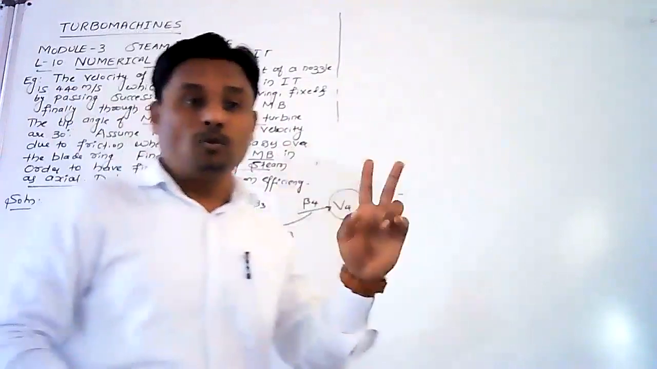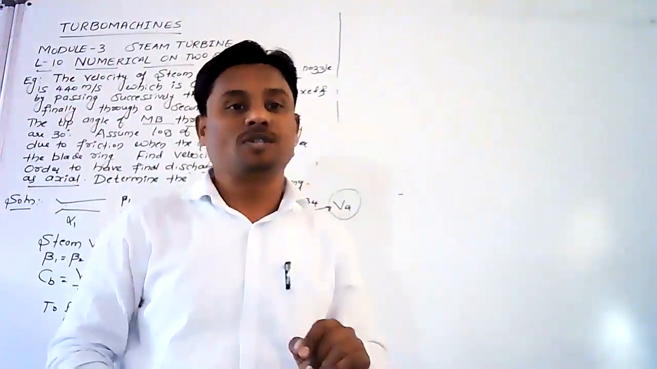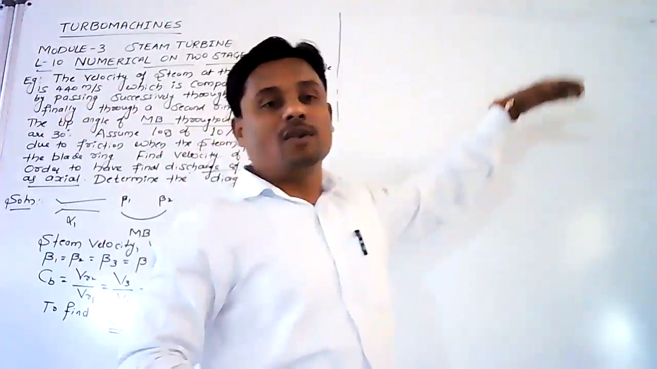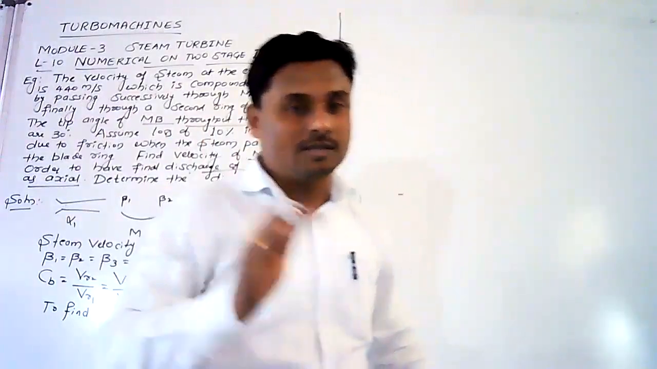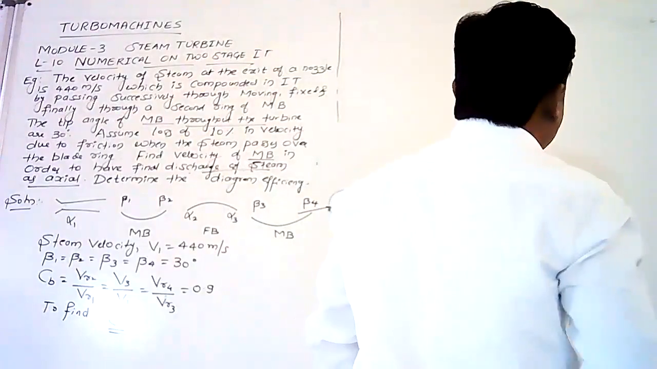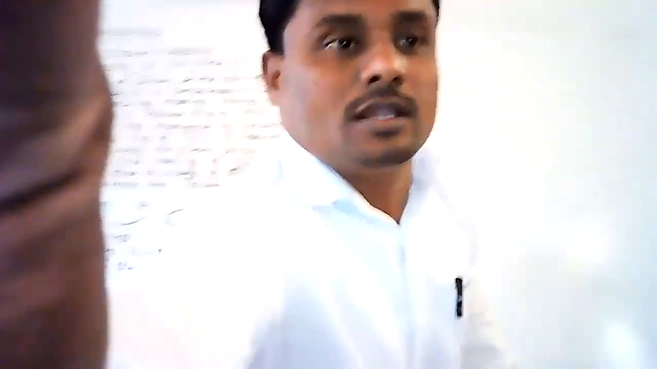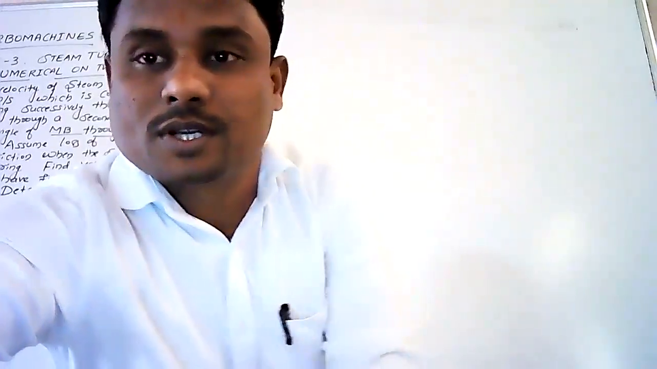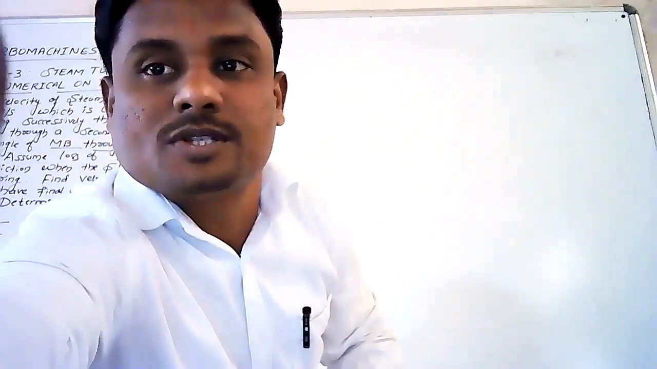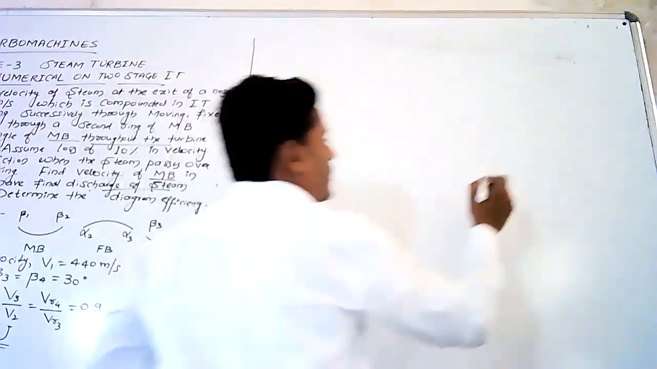So this is a type 2 problem of the two-stage impulse turbine, where we have to start the numerical from the second stage and end up with the first stage. Is that clear, all of you? Okay, fine. Now let us draw the rough sketch of the combined velocity triangle for a two-stage impulse turbine. It is not as per the scale.